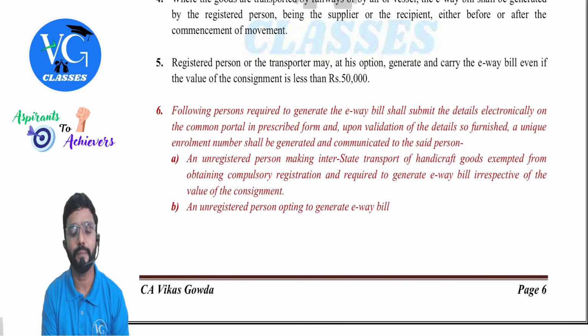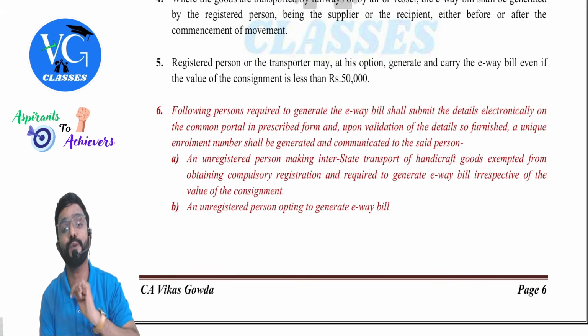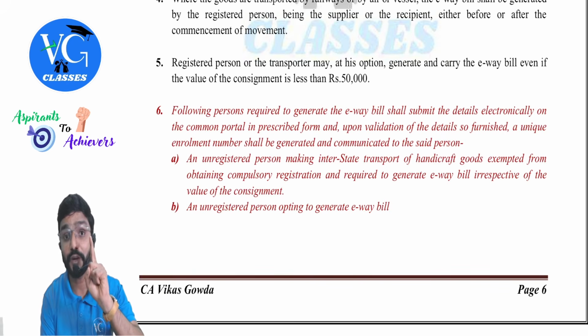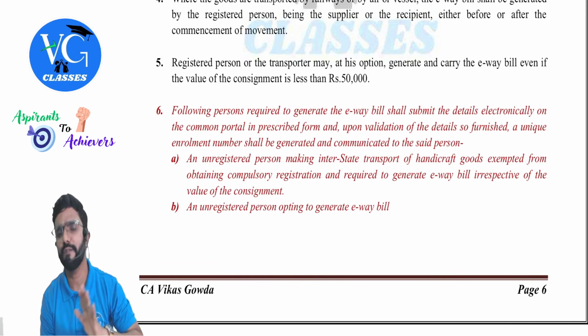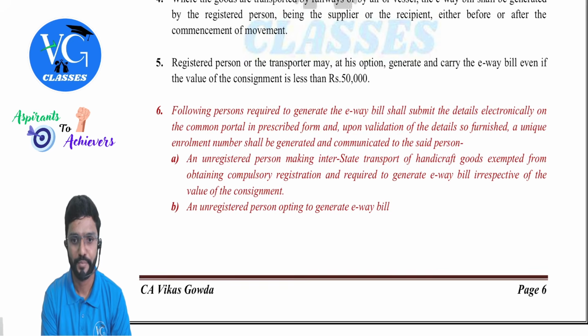An unregistered person making interstate transport of handicraft goods exempted from obtaining compulsory registration. So for them, registration is not applicable, but they are supposed to generate e-way bill, irrespective of the value of the goods. Whether the value of the goods is less than 50 or more than 50, doesn't matter. They have to mandatorily generate e-way bill and are required to generate e-way bill irrespective of the value of the consignment.